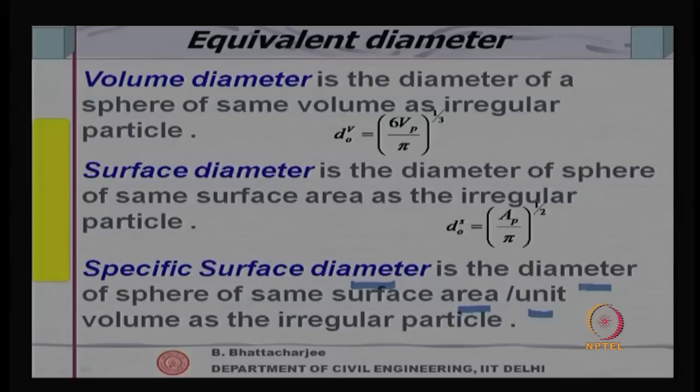So, now consider the specific surface diameter. It is the diameter of a sphere of the same surface area per unit volume as the irregular particle. So, what you have to do is know AP and VP. That is the specific surface. Now, this must be equal to, for a sphere, pi d square divided by volume, 1 by 6 pi d cube. So, you can find that it is 6 by d. I think it is there in the next slide. So, let us look at it.